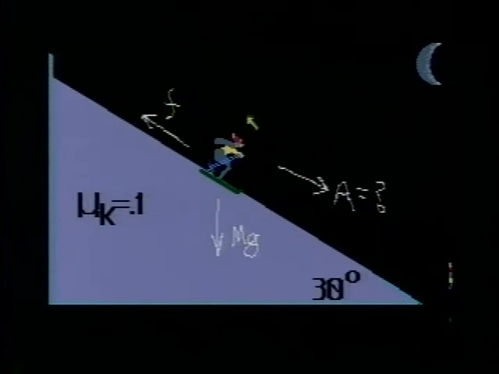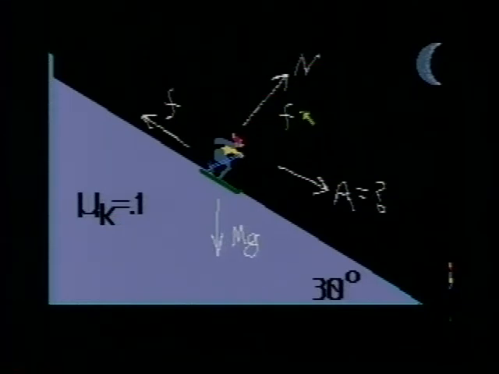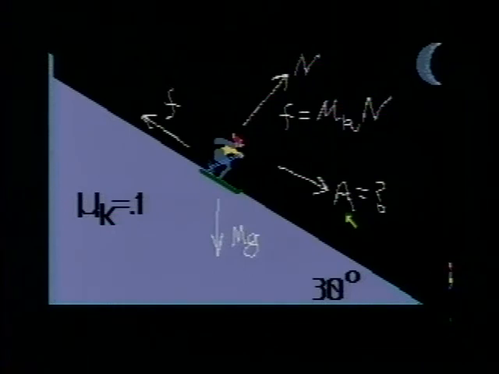And we also have the force of the slope on the skier, the normal force, which is perpendicular to the slope. There is a relationship between two of these forces. The frictional force is equal to the coefficient of kinetic friction multiplied by the normal force. With that information in mind, try to solve that problem for the acceleration down the slope.